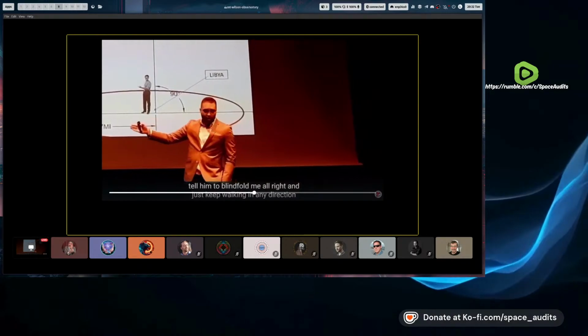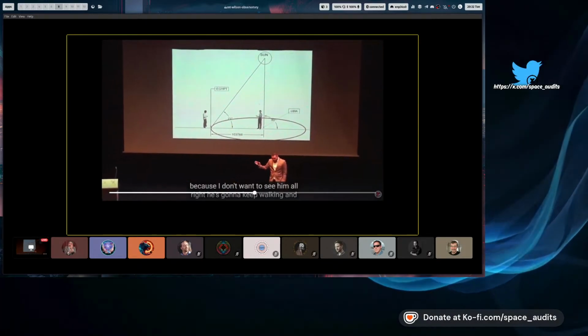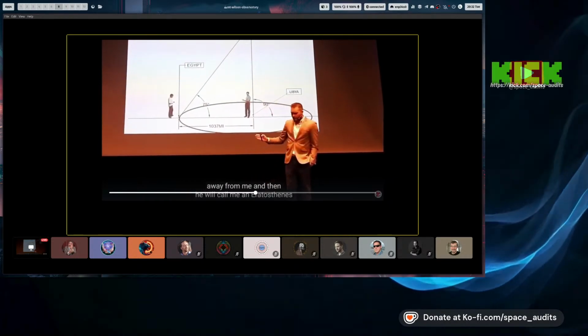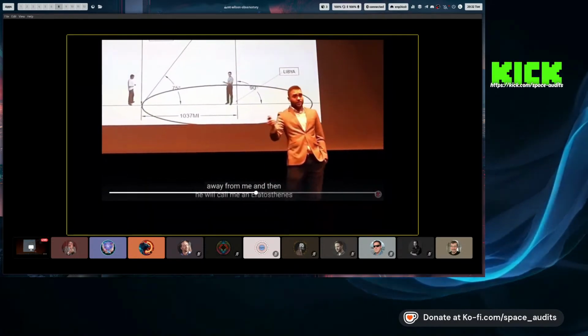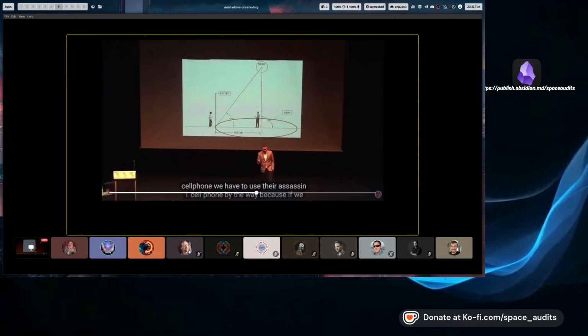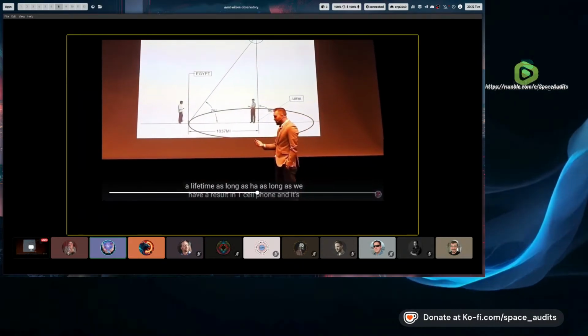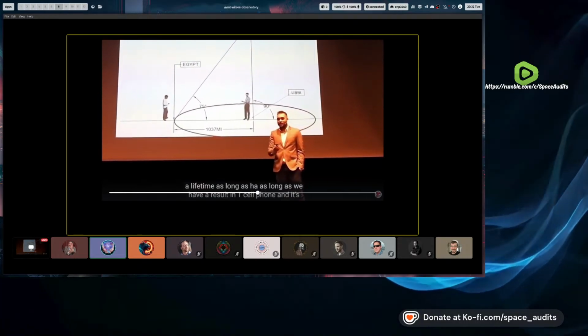I'm going to tell him to blindfold me, all right? And just keep walking in any direction because I don't want to see him. He's going to keep walking and walking, and then he's going to stop somewhere very far away from me. And then he will call me on Eratosthenes' cell phone. We have to use Eratosthenes' cell phone, by the way, because if we don't, we have to wait for next year, and next year is going to take us a lifetime. And nobody knows how they communicated this. Eratosthenes' cell phone, and it's okay.